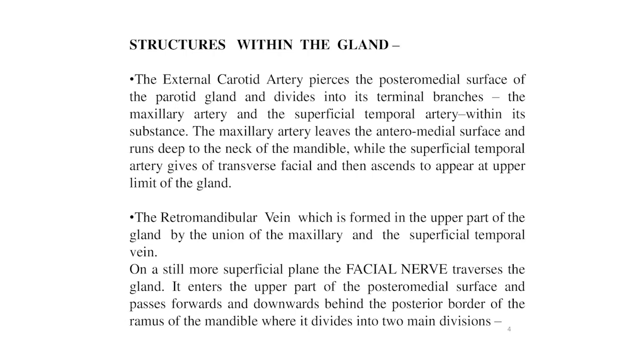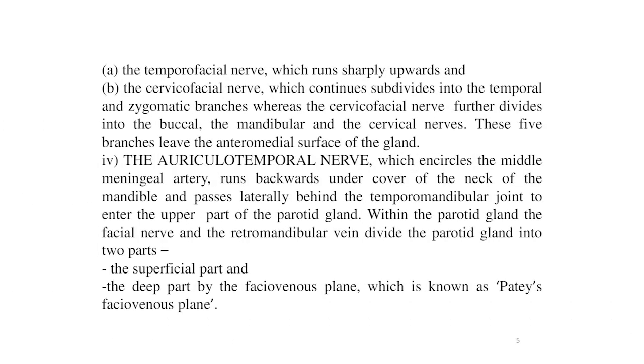On a still more superficial plane, the facial nerve transverses the gland. It enters the upper part of the posteromedial surface and passes forwards and downwards behind the posterior border of the ramus of the mandible, where it divides into two main divisions. These are the temporofacial nerve, which runs sharply upwards, and second, the cervicofacial nerve, which continues the course of the parent nerve downwards and forward.